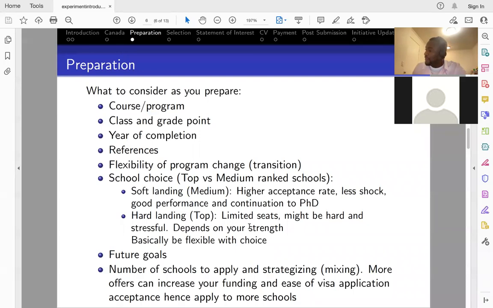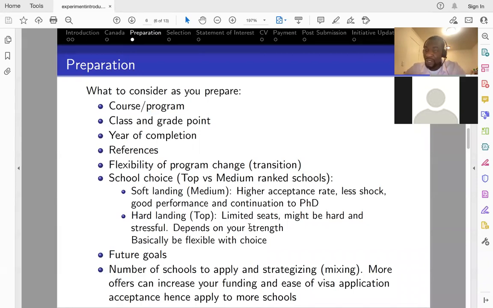But if you don't, it's fine. But I advise that you should apply to as many schools as possible. What this does is it increases your chances of getting in the first place. If you happen to be extremely lucky and you get two offers, it increases your chances of getting a visa.